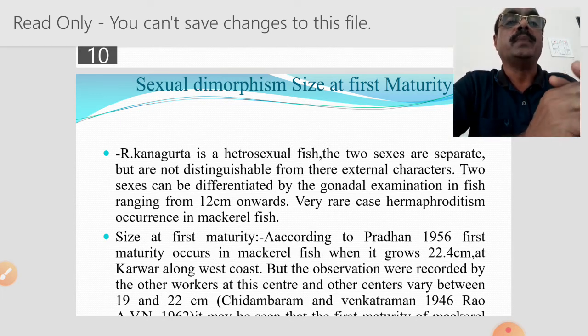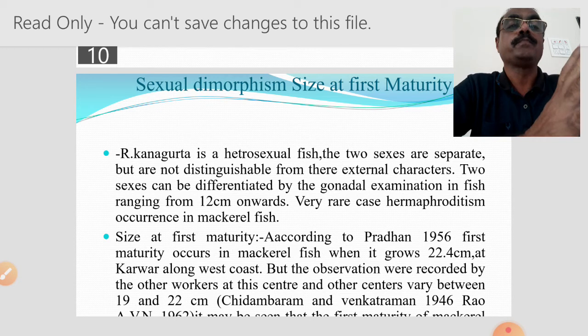Before that, by external characters, we cannot differentiate whether it is male or female. Generally, we can say there are no sexual dimorphism characters found in the mackerel fish. In some cases, hermaphroditism also occurs in mackerel fish, but it is very rare in percentage. What is hermaphroditism? Both sexes are present in a single body, that is, both gonads, the ovary and testes, are present in a single body. That's why that fish is called a hermaphrodite fish.